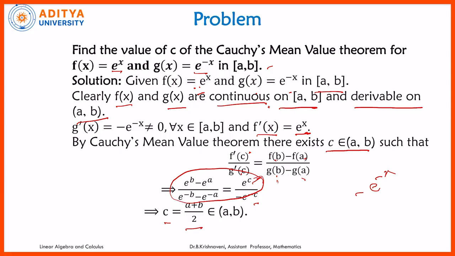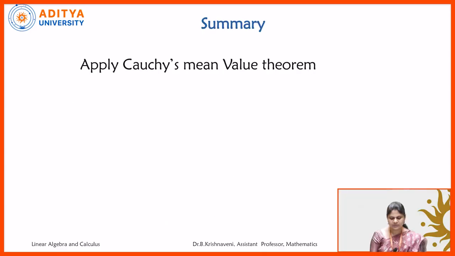Clearly it is the midpoint of a b, which belongs to the open interval a comma b. So in this question, the theorem is verified, and we got c equal to a plus b by 2, which belongs to the open interval a comma b. In this lecture we learned how to apply Cauchy mean value theorem, and we have done examples also: how to verify, and how to find the value of c. Both questions are almost the same, but we discussed how to apply Cauchy mean value theorem for the given problems.